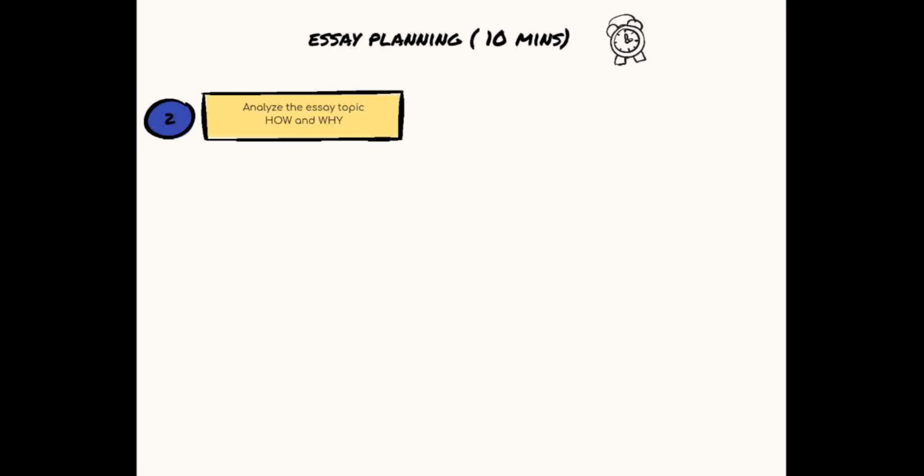You will be taking a total of 10 minutes to plan the essay and 30 minutes to write it. Yeah, I understand 30 minutes are less, but believe me, if you plan your essay effectively, you can easily write it in 30 minutes or in fact 25 minutes. Let's go through how. The initial 2 minutes should be spent on analyzing the essay topic and understanding the how and why.